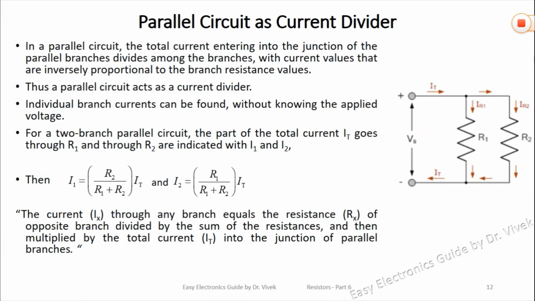A parallel circuit acts as a current divider. The current through any branch equals the resistance of the opposite branch divided by the sum of the resistances and then multiplied by the total current into the junction of parallel branches. Using this current dividing rule, individual branch currents can be found without knowing the applied voltage.